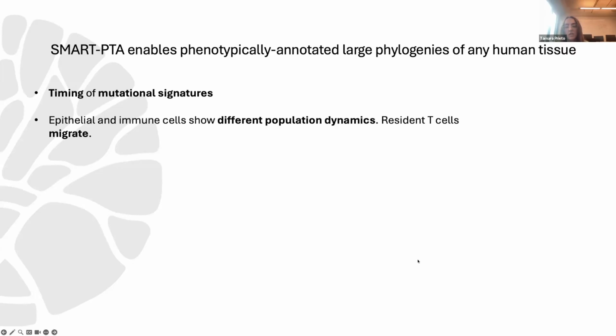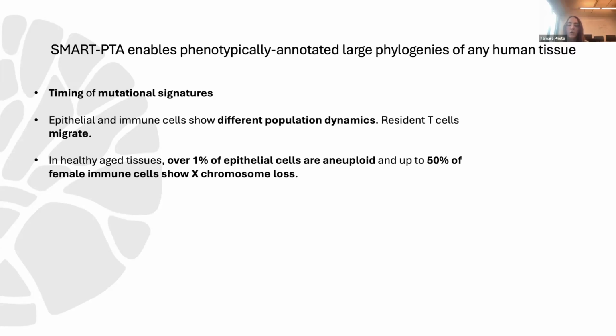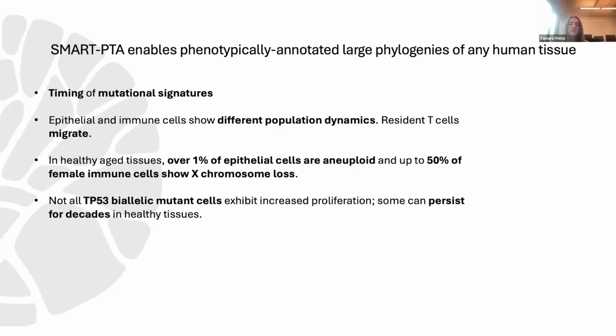And epithelial and immune cells show very different evolutionary dynamics. While epithelial clones remain sedentary and are geographically constrained, resident T cells can migrate along anatomic distances. And more than 1% of epithelial cells in the esophagus are unemployed, but can still divide and propagate their CNVs to their progeny. And we also find frequent X chromosome loss in immune cells from aged females, similar to the Y loss found in elderly males. Some TP53 biallelic mutants can persist for decades without signs of cancer.